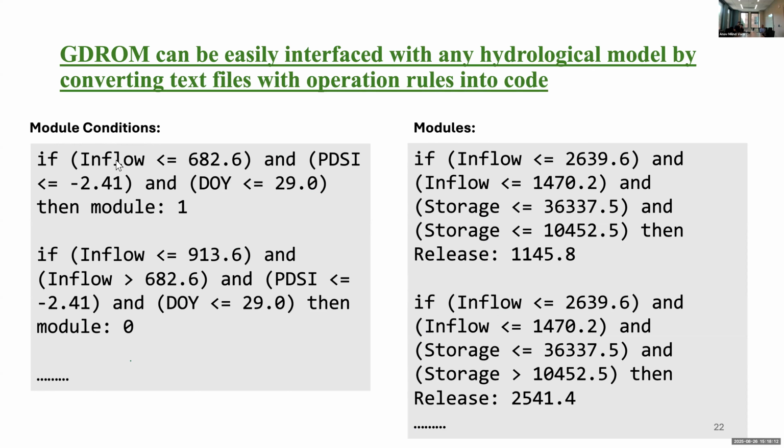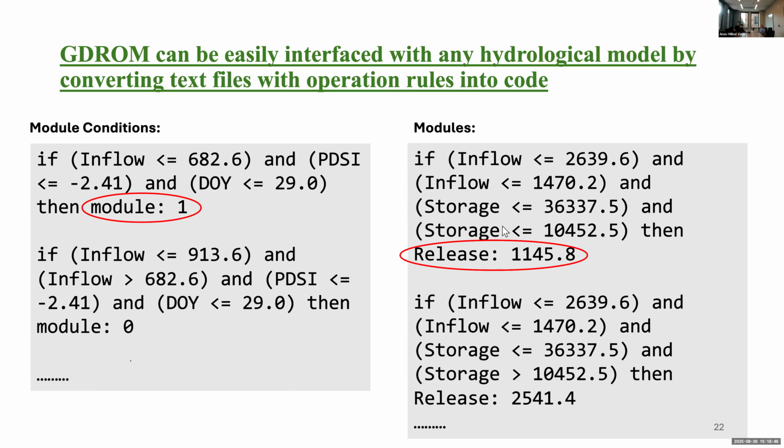So the module condition file takes the inflow, the PDSI, the DOI, etc., and the output it produces is the module number. And this module number corresponds to a set of rules, which is on the right-hand side over here. Of note, the same inflow and storage can produce a different release if it was a different module. So if module 1 receives the same inflow and the same storage, it will produce a different release. So we need to be careful about which module we're working with. And the module file itself forms a release function, and the output of it is the release, depending on the inflow and the storage conditions.